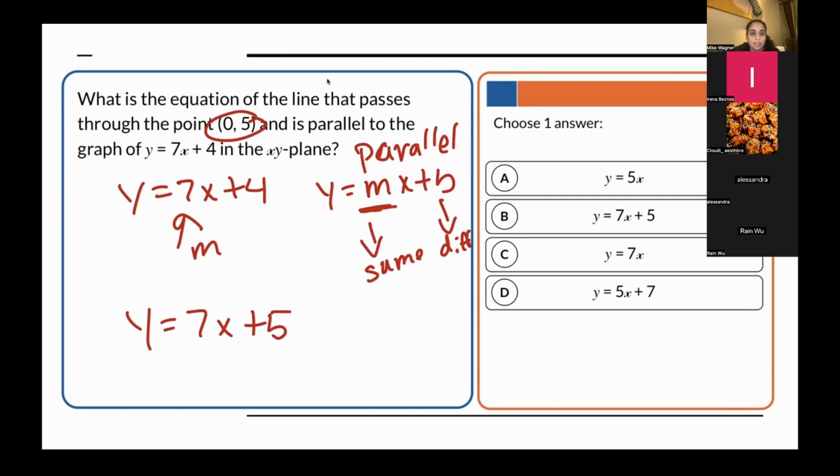I think if you wanted to plug and chug, you could. The problem is, like for answer choice A and B, well, actually, yeah, the only one it works for is B. If you wanted to plug and chug 0, 5, I'm just going to test that out to make sure I'm correct. If we plug in 0 for x, 7 times 0 plus 5 is 5 for y.